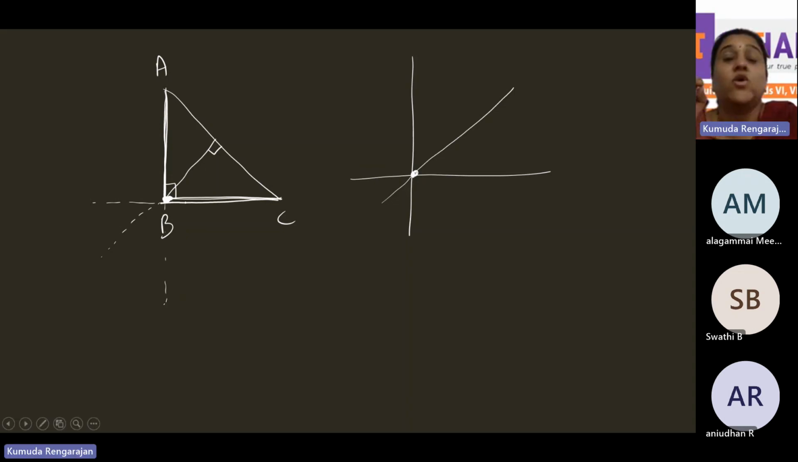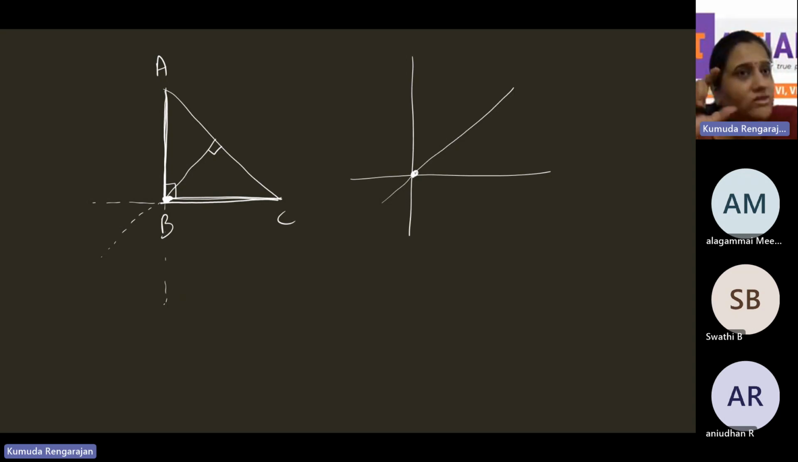So for a right triangle, the vertex containing the right angle is also the orthocenter. So here B is the vertex containing the right angle. That's the orthocenter. That's the point where the altitudes meet.